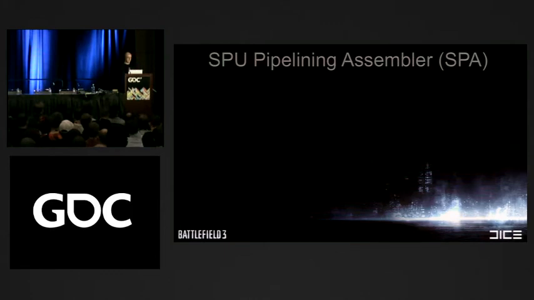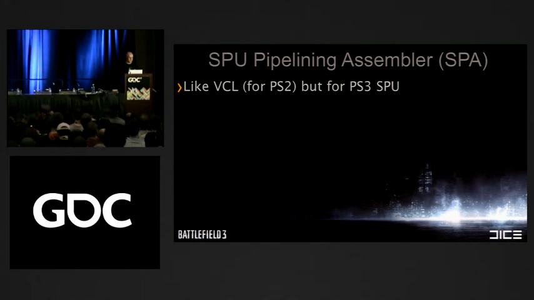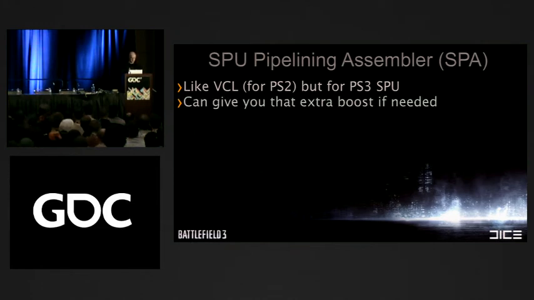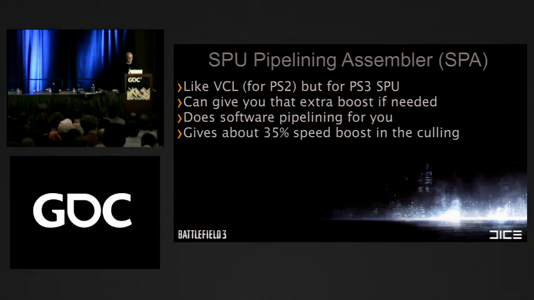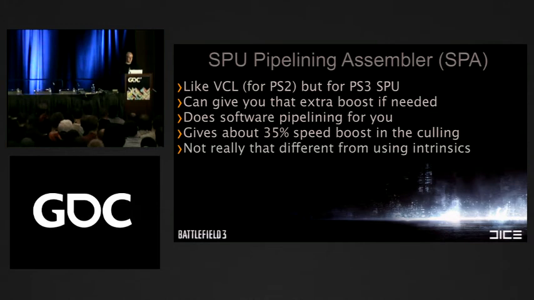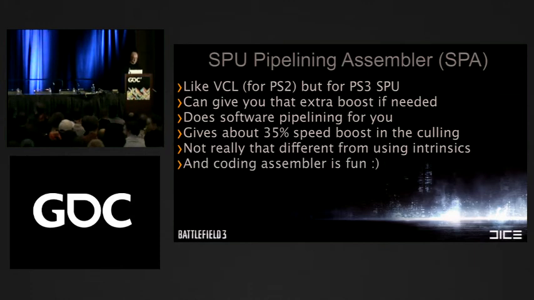Then, like I mentioned before, we have the SPU pipelining assembler called SPA that I made an implementation of as well, to see if we could get any faster using SPA. For you that have been coding PS2 before, it's pretty much like VCL that was used for the VU units on PS2, but this is for PS3 SPU. And it can give you that extra speed boost if you need it. The good thing about SPA is that it does software pipelining for you, so you don't need to unroll your loops yourself, which is really convenient. In our case, it gives us a 35% speed boost using SPA. And it's not that different from using regular intrinsics, which is quite nice. And as you're coding assembly, and coding assembly is fun, we want to do that more, don't we?